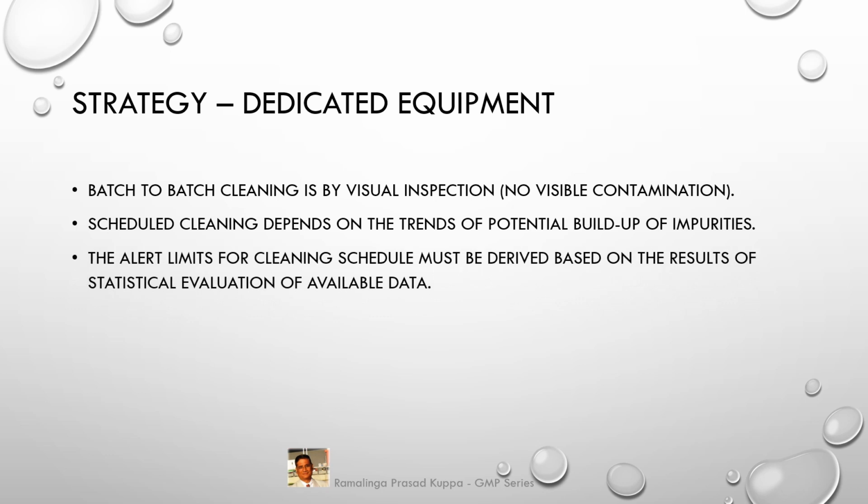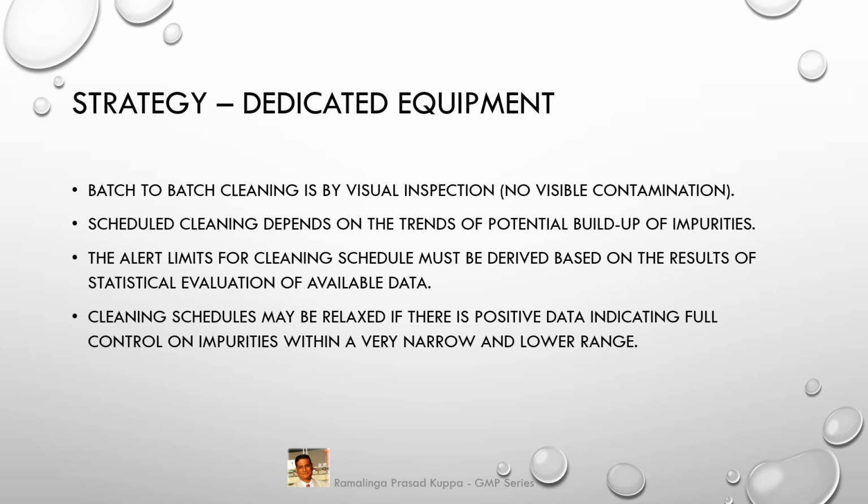The alert limits for cleaning schedule must be derived based on the results of statistical evaluation of the available data. Six Sigma approach may be adopted for alert limits. Plus or minus 3 sigma should be for final product specifications, whereas tighter 2 sigma may be set for alert limits. So the cleaning schedules may be revised if there is any trend beyond 2 sigma values for the contaminants.